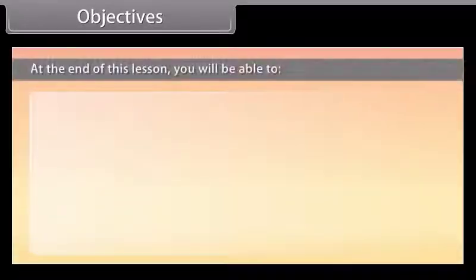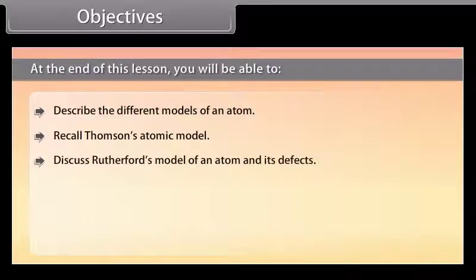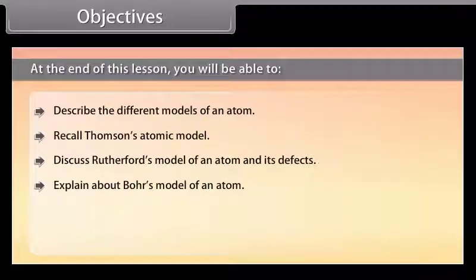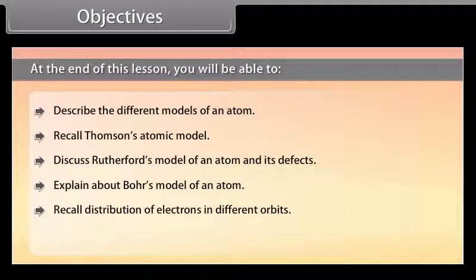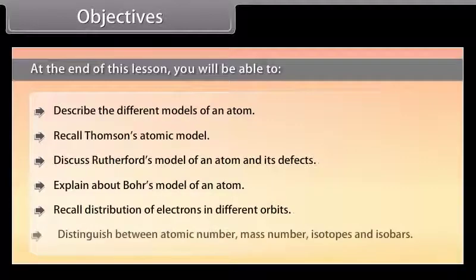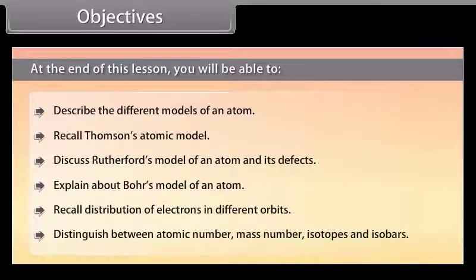Objectives. At the end of this lesson, you'll be able to describe the different models of an atom, recall Thompson's atomic model, discuss Rutherford's model of an atom and its defects, explain about Bohr's model of an atom, recall distribution of electrons in different orbits, distinguish between atomic number, mass number, isotopes, and isobars.